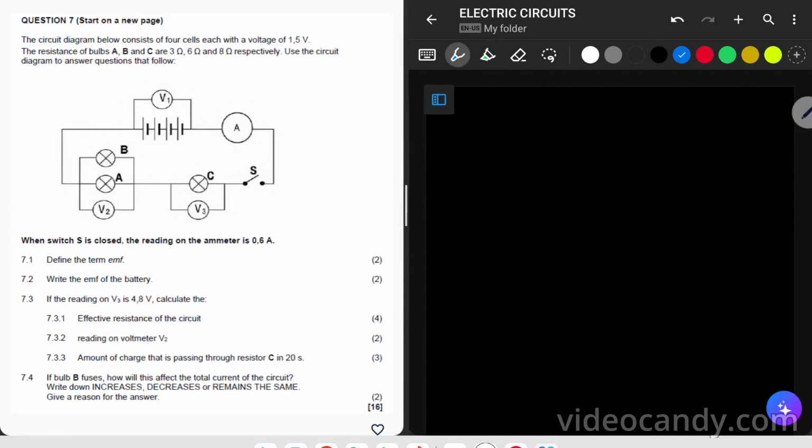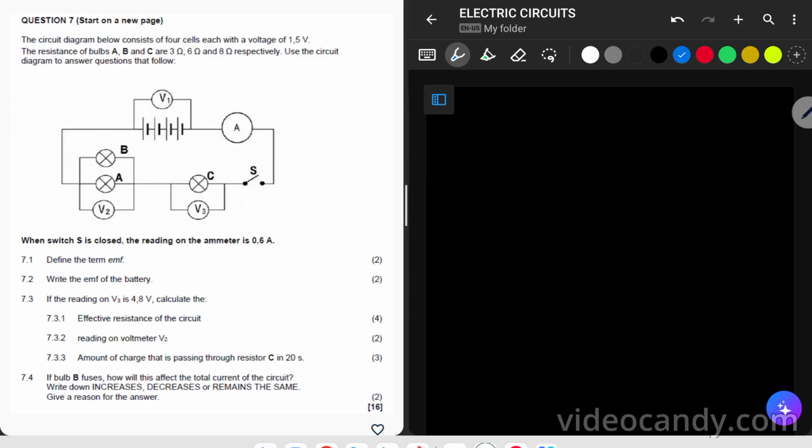Question number 7, electric circuits. So, the statement goes as follows. The circuit diagram below consists of 4 cells, each with a voltage of 1.5 volts. That should be the first thing you underline in your question. They say the resistance of bulbs A, B, and C are 3 ohms, 6 ohms, and 8 ohms respectively. Use the circuit diagram to answer the questions that follow.